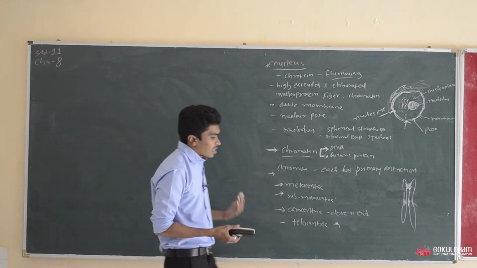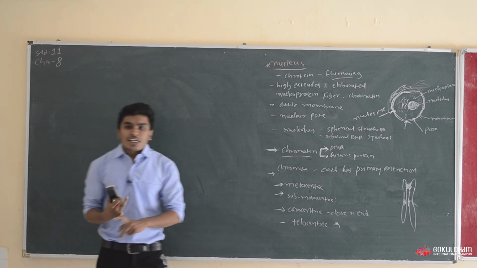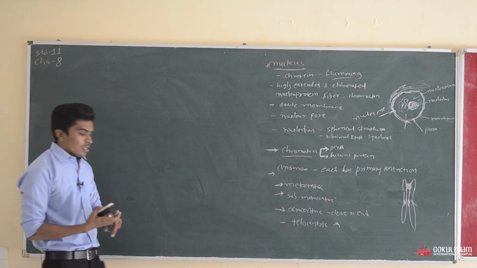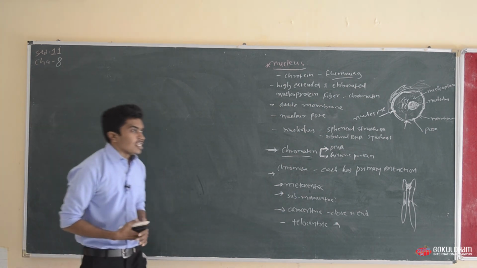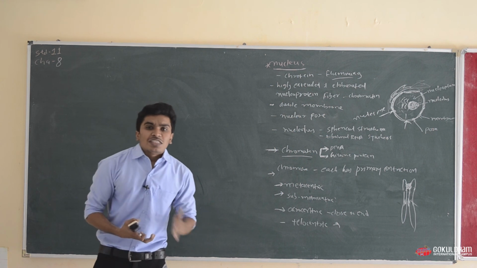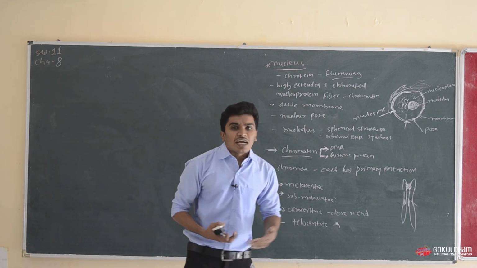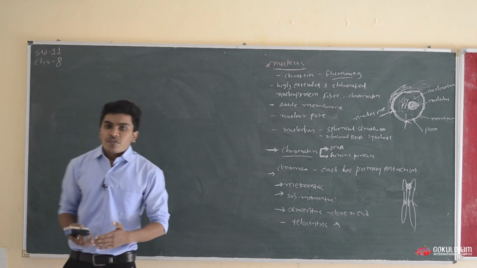In today's class, we discussed the centriole, nucleus, ribosome, and cytoskeleton. Here we completed our chapter, Cell: The Unit of Life. In the next class we will start another chapter. So thank you, students.